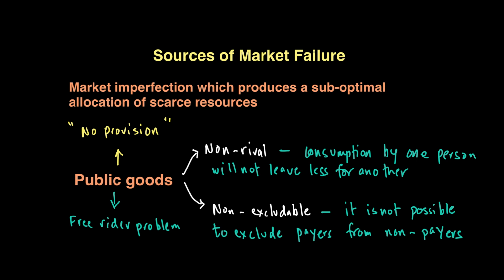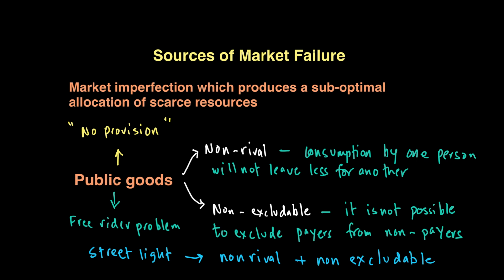A good example of a public good is a street light, which is non-rival because once you provide a street light, it is available for everyone, and more consumption by one party will not leave less for another. It's also non-excludable because I cannot exclude those who pay versus those who do not pay for the street light. As a result, there is no price for this good, and because of the free rider problem, the government will then need to provide this good through its own resources.